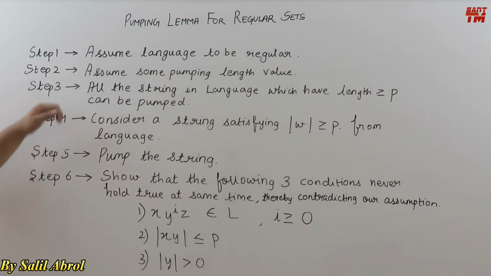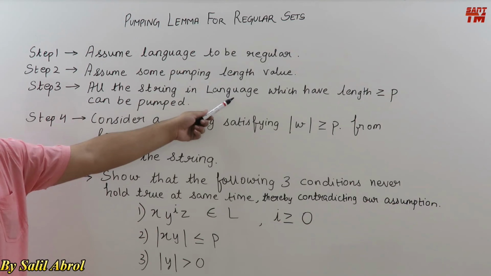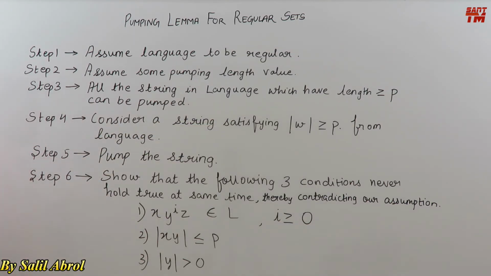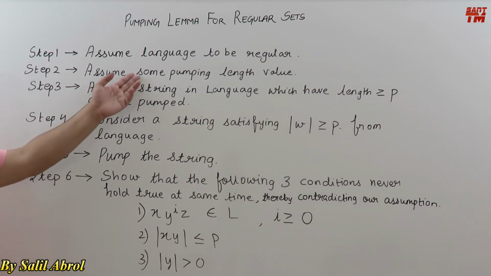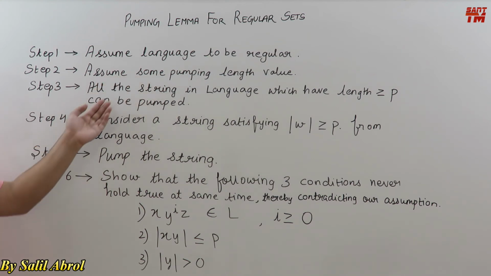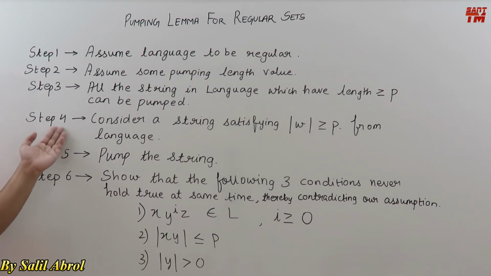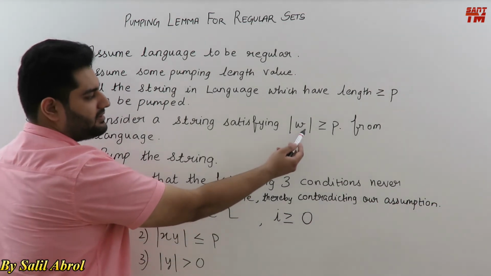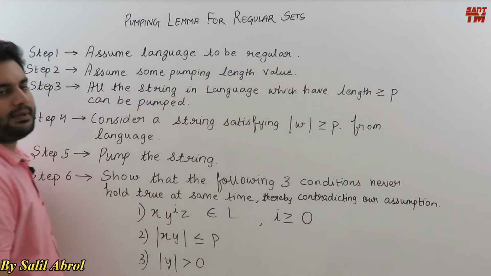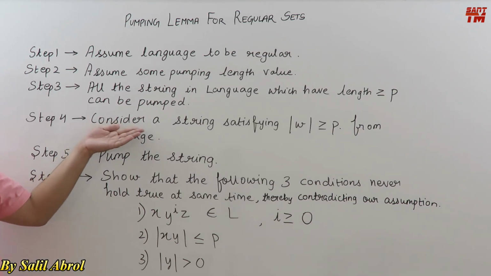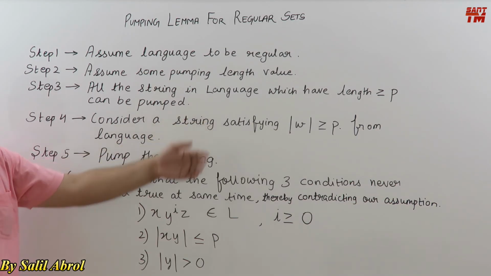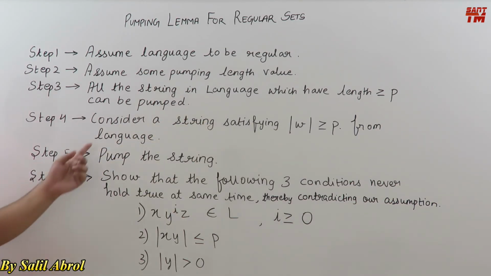And then in step 3, all the strings in the language which have length greater than or equal to that pumping length p that we decided in step number 2 can be pumped. We saw these 3 points previously. Now step 4 is consider a string satisfying these conditions. The length of the string should be greater than or equal to the pumping length. We have to find any string from the language that has length greater than or equal to the pumping length.